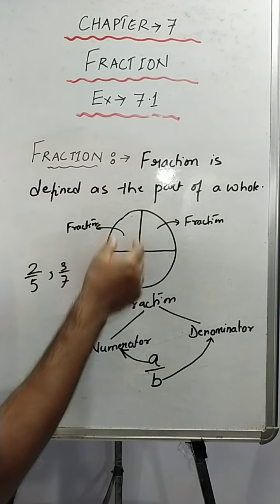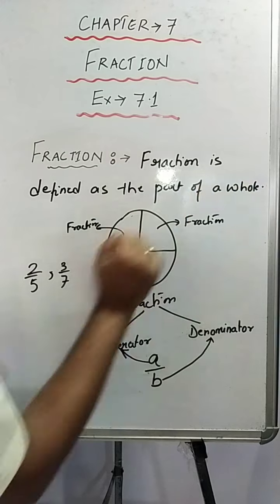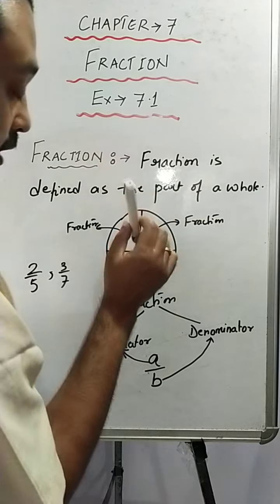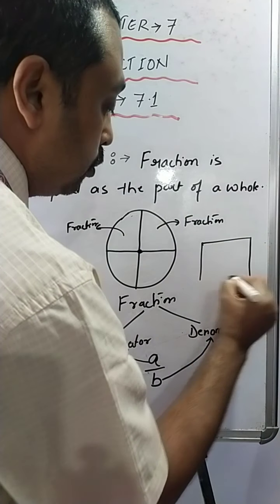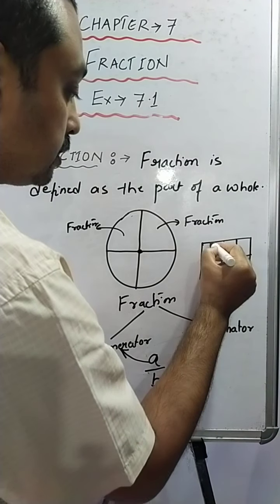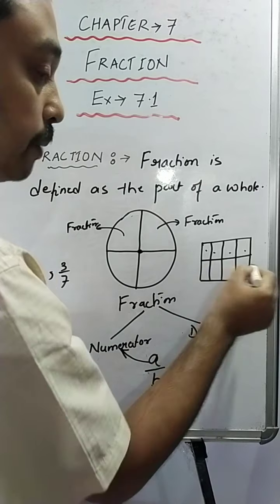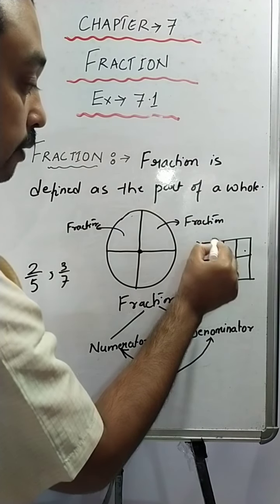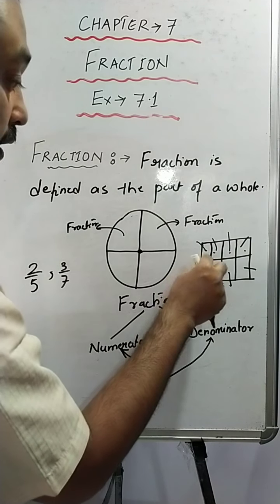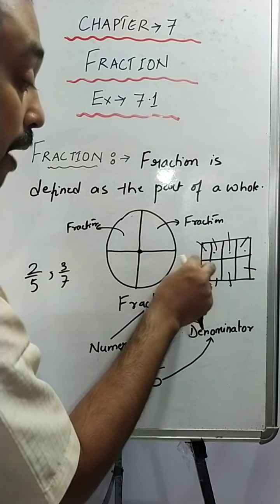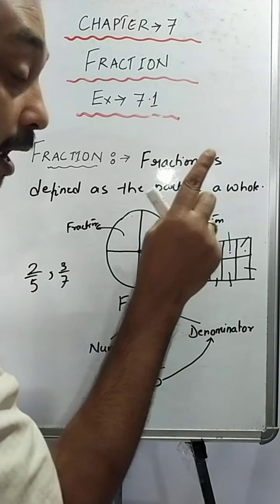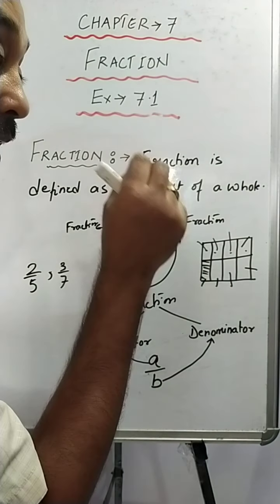And what is a fraction? A fraction is defined as a part of a whole. That means if you divide any figure, students, I've just shown this with a circle. You can divide a cube also, like this, into so many equal parts. Each part will be called a fraction, because a fraction is defined as a part of a whole. But each part should be equal. I'm repeatedly saying each part should be equal.